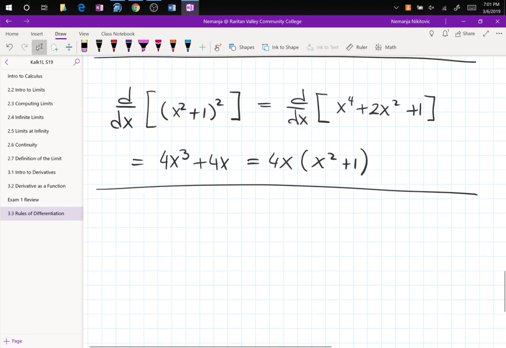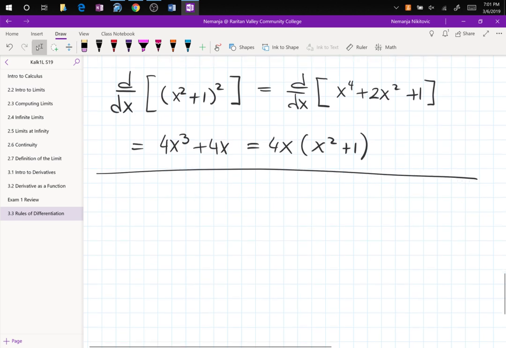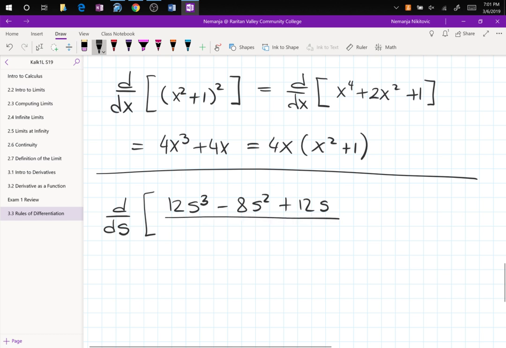Let's take a look at another. Here's another one. d ds, because now the variable is s, of 12s cubed minus 8s squared plus 12s divided by 4s. What should we do here? Exactly. Divide or reduce.